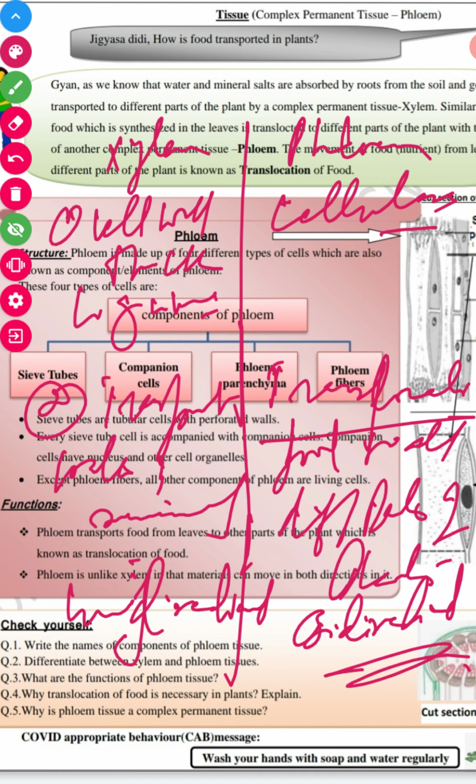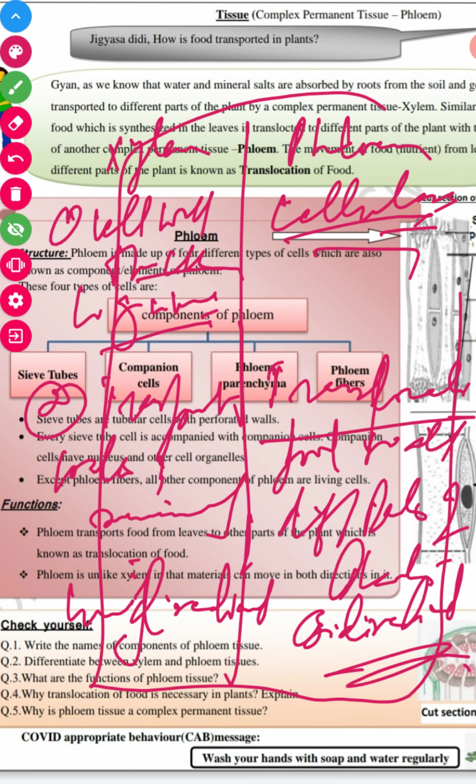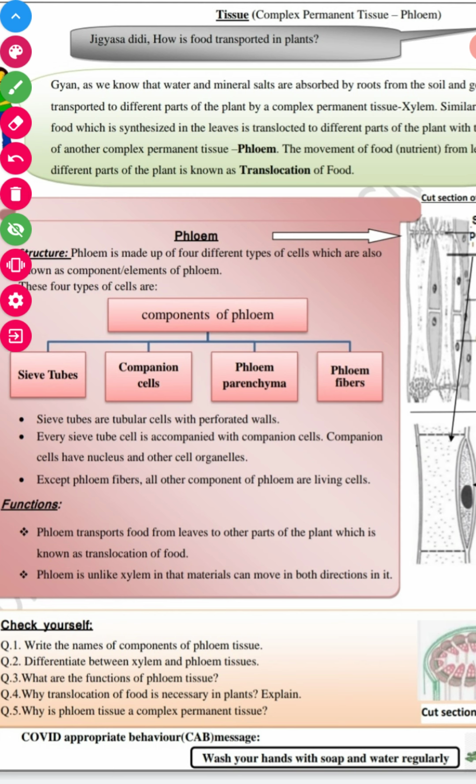Maybe you may not be able to understand because it's very difficult to write neatly with the help of the sliding sheet and all. So you can write whatever I have said accordingly. Okay, what are the functions of phloem tissue? Phloem transports the food from the leaf to the other parts of the plant. This is the main function of your phloem tissue.